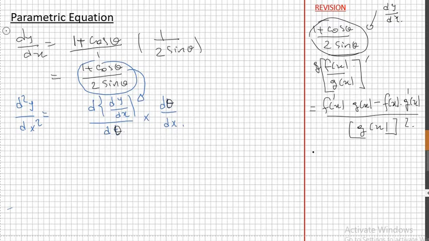So if we derive this, first derive the expression that is on top. If we derive it, we get negative sine theta. Then we multiply by the second function, which is 2 sine theta, and then minus one plus cos theta, and then I need to derive the second function, so the second expression, which is the denominator. If I derive 2 sine theta, I get 2 cos theta. Then I divide this by 2 sine theta squared.